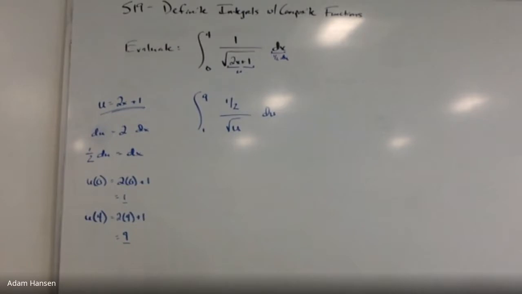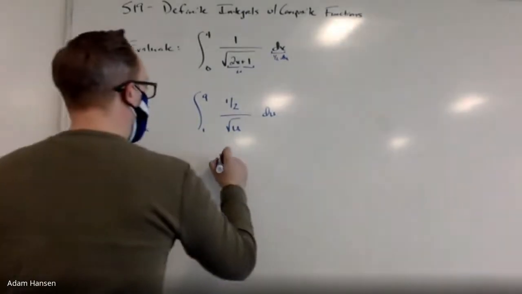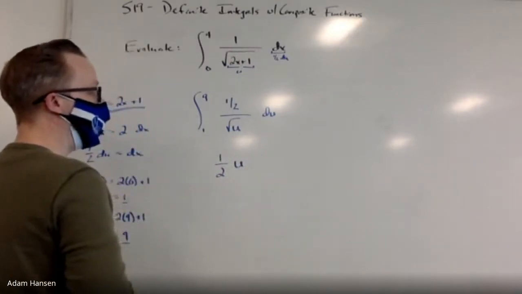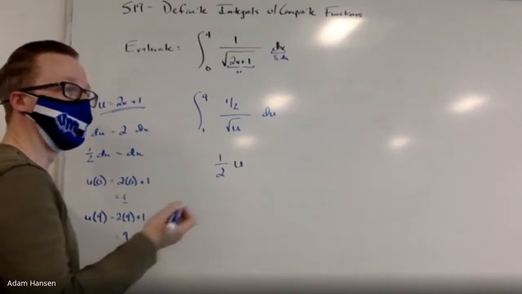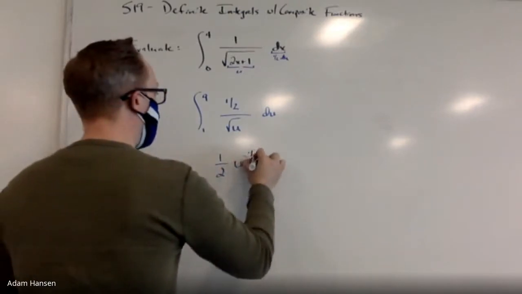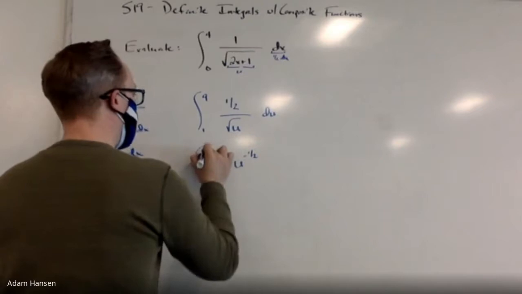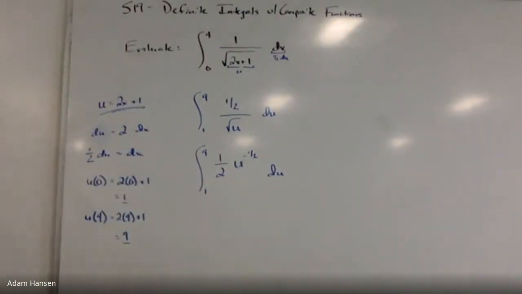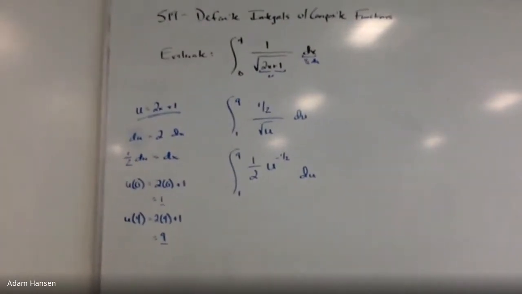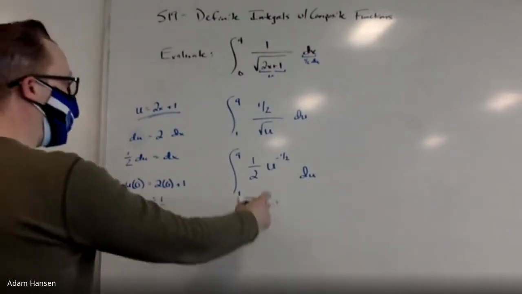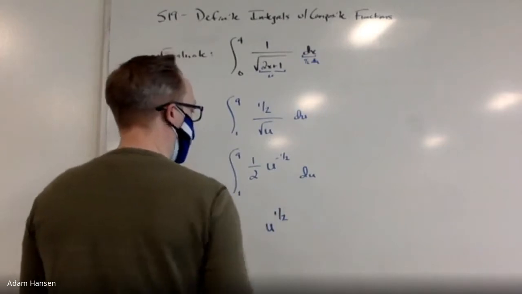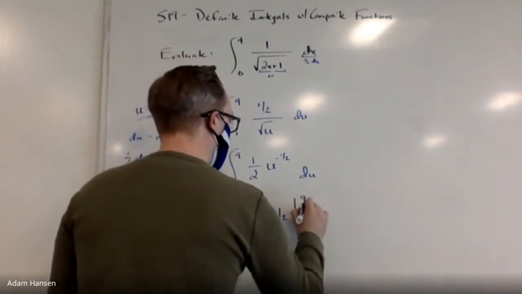Dividing by the square root of u would be the same thing as u to what power? The square root is a 1/2 exponent, but since it's in the bottom, I can make it negative. Now we can evaluate this antiderivative by using the power rule. The antiderivative of u to the negative 1/2 would be u to the positive 1/2. We're going to evaluate this between 1 and 9.